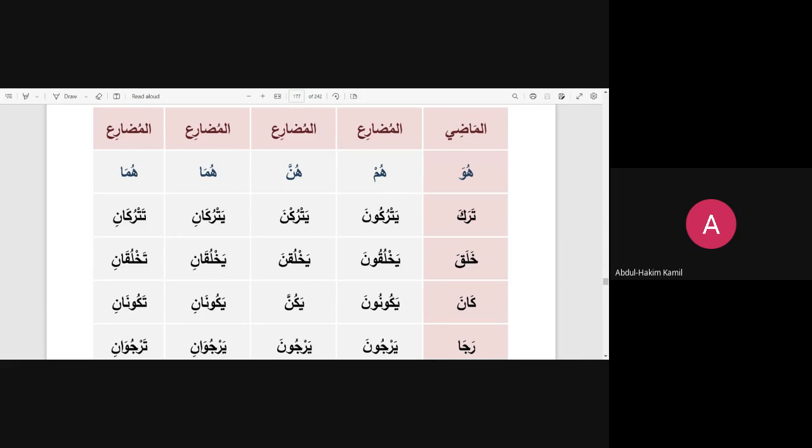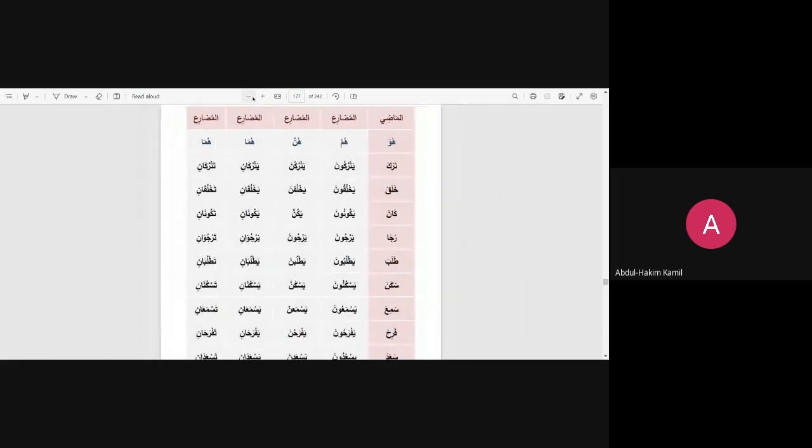Are you with us online? So now we're in the mudari. Huma is going to have masculine and feminine. So just read these examples that are here before us. We're just going to do hum. Okay. Hum, we have taraka, khalaqa, kana. So we have a lot of verbs. They're not all going to fit on the screen. Let me make this a little smaller. Hopefully you all can see it.